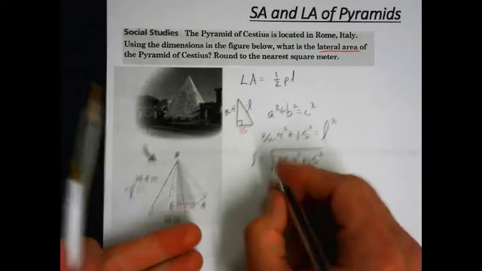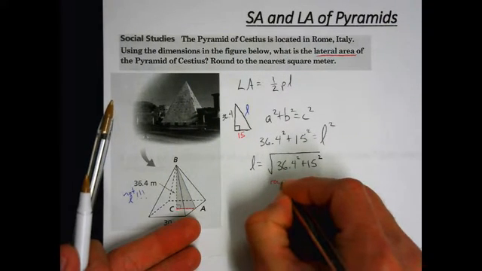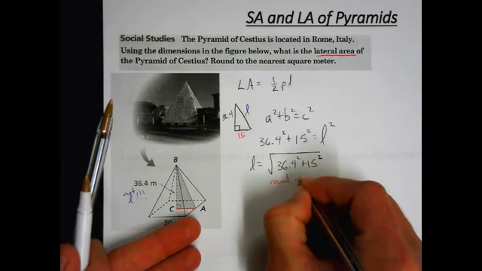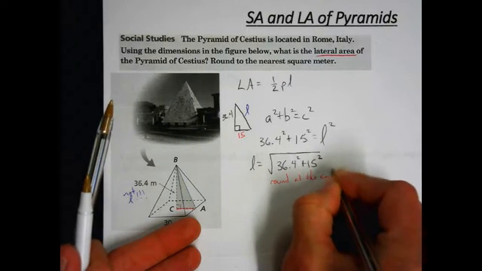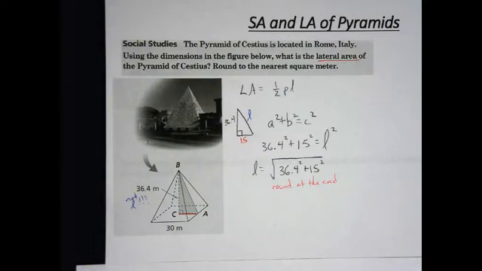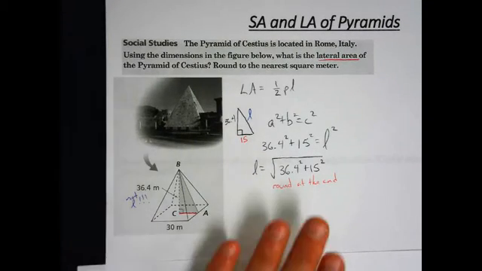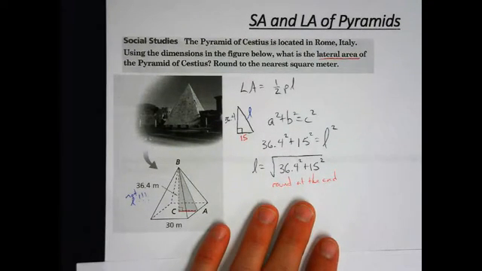Why am I not punching this in my calculator? Because we're going to round at the end. I am not going to perform that operation right now. I'm going to round at the end. So we have found our slant height. Whatever number this is, our slant height. Okay, so make sure you're comfortable with that.